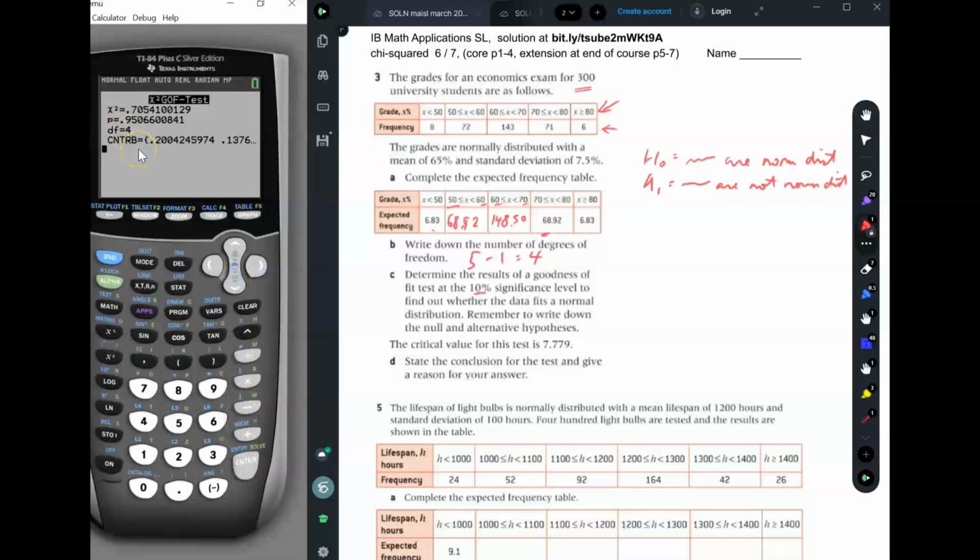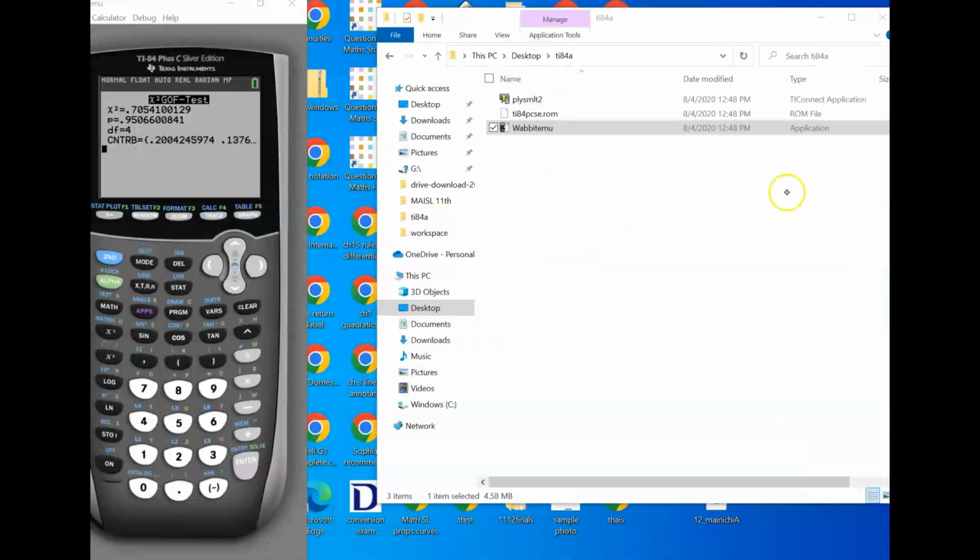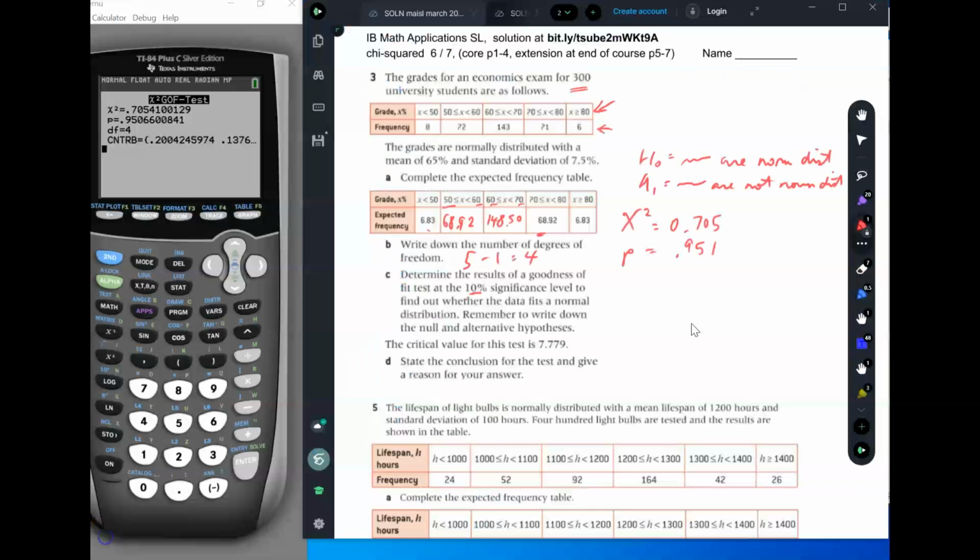And our chi-squared value is 0.705 and our p-value is 0.95. Okay, so our chi-squared value again is 0.705. Our p-value is 0.951. We're going to compare those to the critical value and to the significance level.